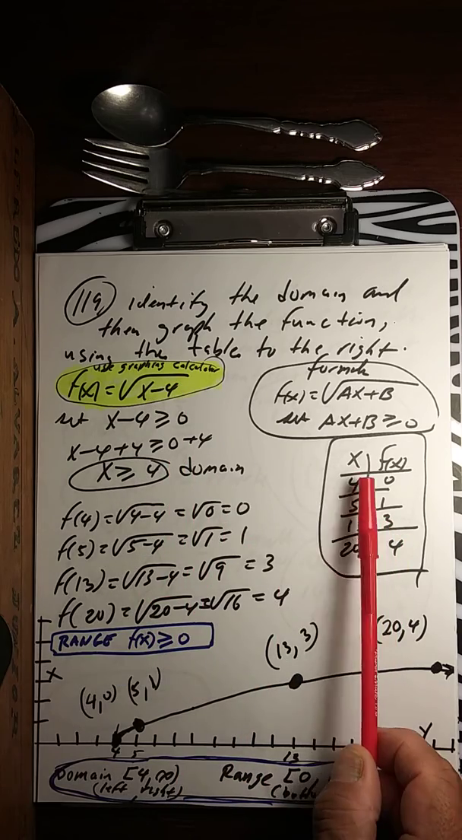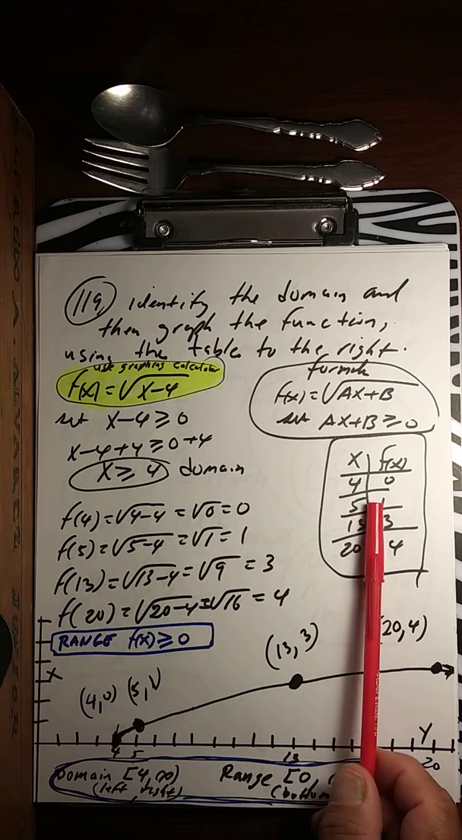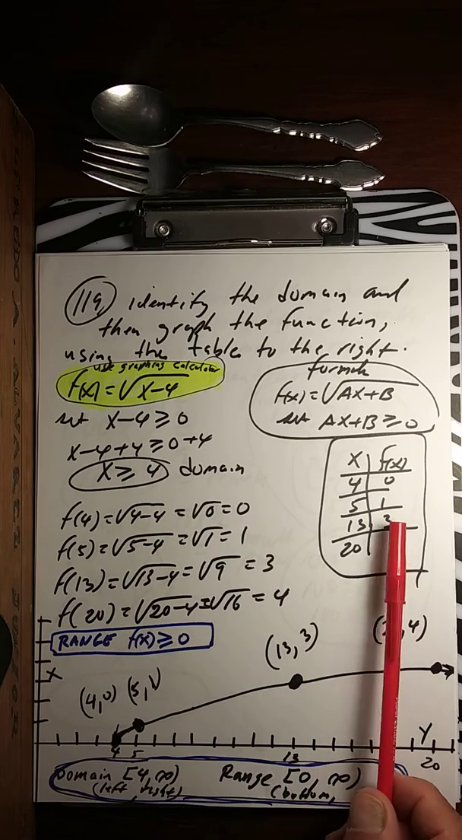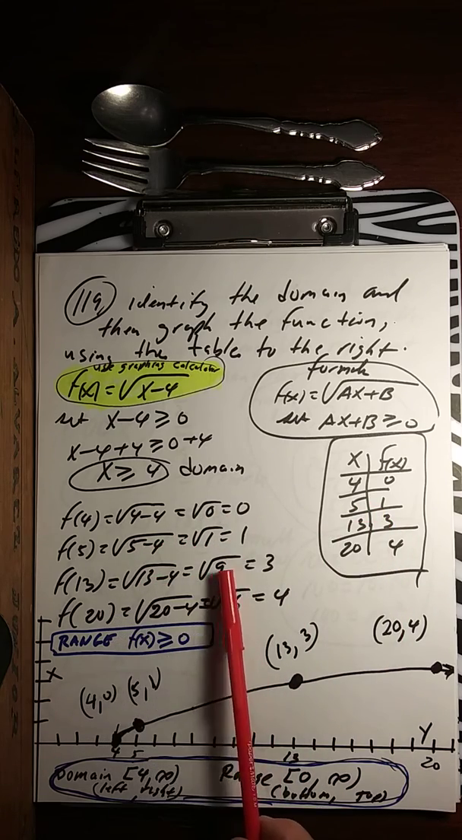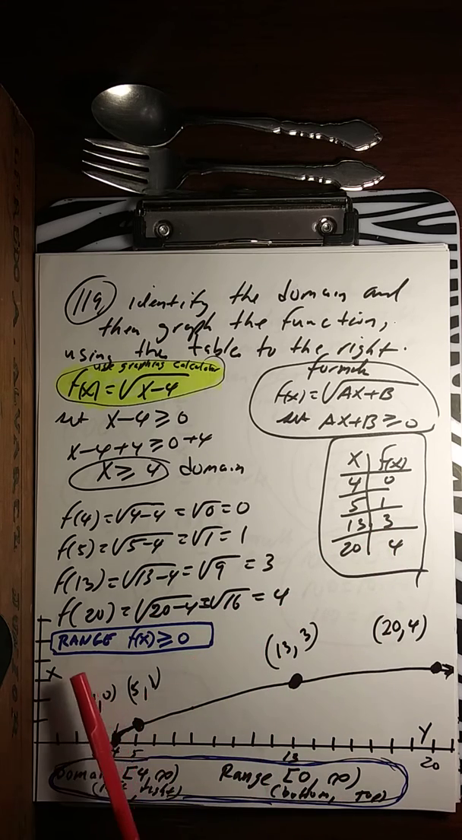So now put the numbers 4, 5, 13, 20. 4 goes in there, you're going to get 0. 5 goes in there, you're going to get 1. Square root of 1 is 1. 13 minus 4 is 9. Square root of 9 is 3. And 20 minus 4 is 16. Square root of 16 is 4. So the domain, we know it's going to be bigger than or equal to 4.